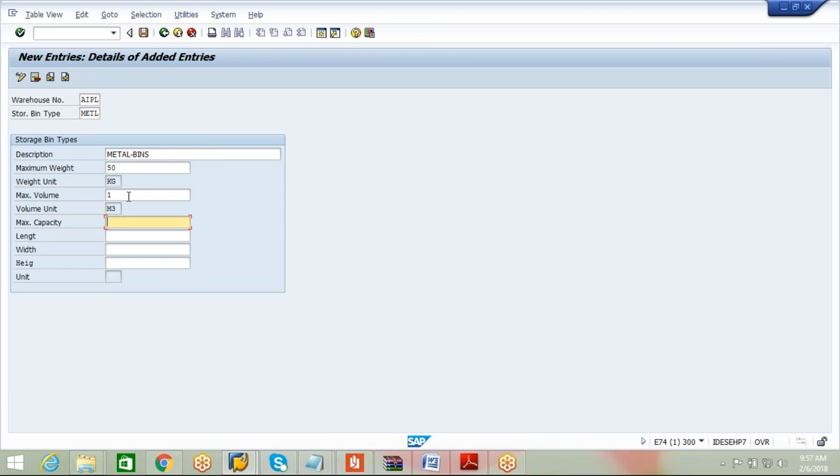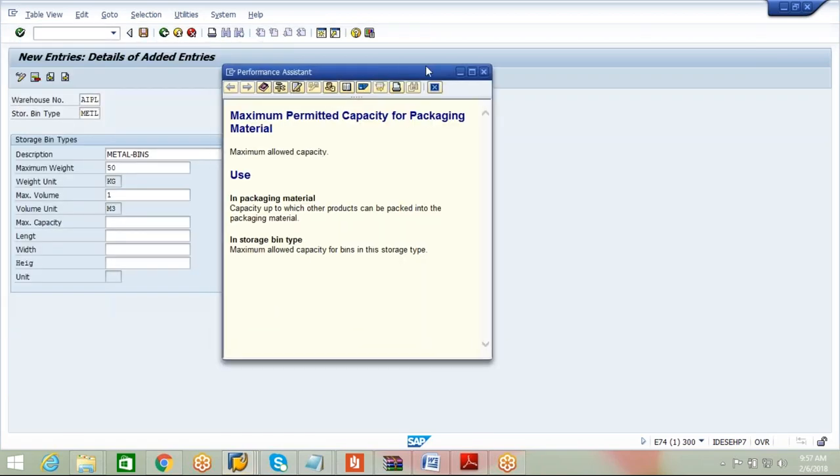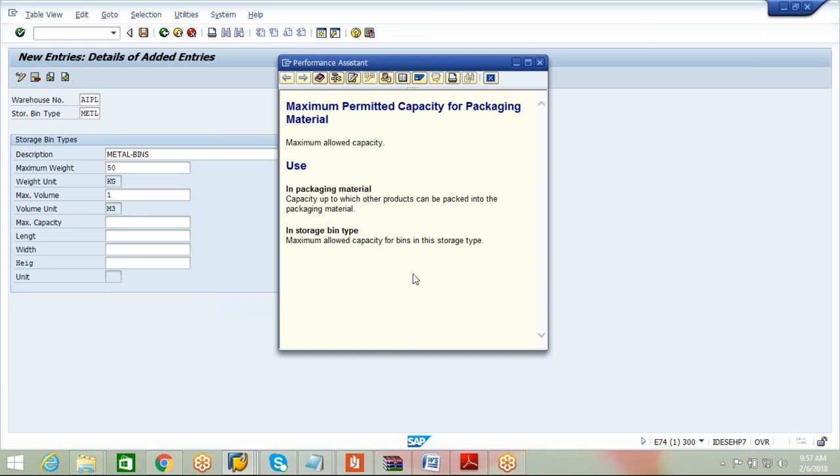Yeah, see here, the same thing. Maximum volume, say I am taking some value. The unit comes automatically from the warehouse number control. The maximum capacity means maximum packaging materials, the maximum permitted capacity for packaging materials. This depends on the mixed storage concept of the storage type. That field can influence it if we go with this one. Maximum allowed capacity for bins in this storage type, the capacity up to which other products can be packed into the packaging material. This depends on that storage type setting.